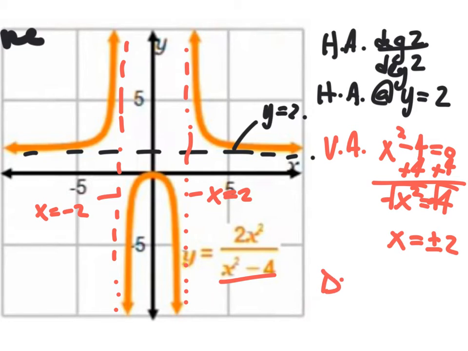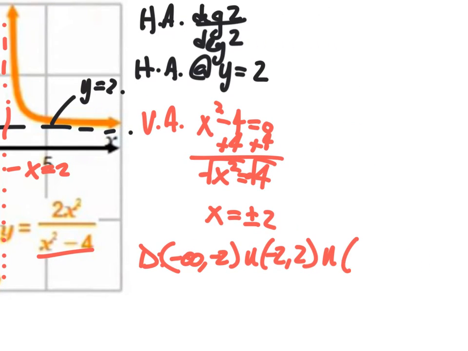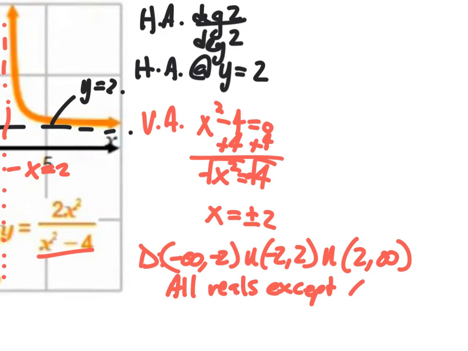So let's first find our domain. Our domain goes from negative infinity to negative 2, union from negative 2 to 2, and then union from 2 to infinity. We could also say all reals except x cannot equal plus or minus 2.